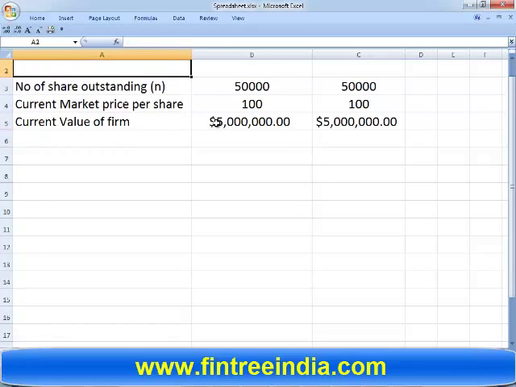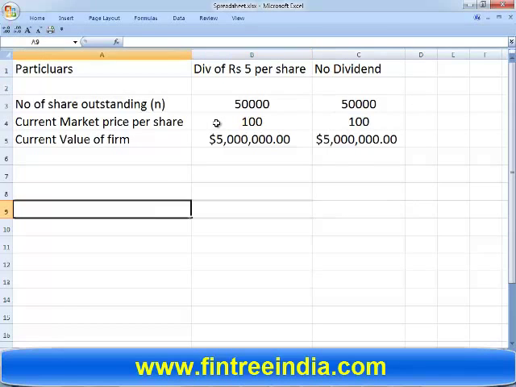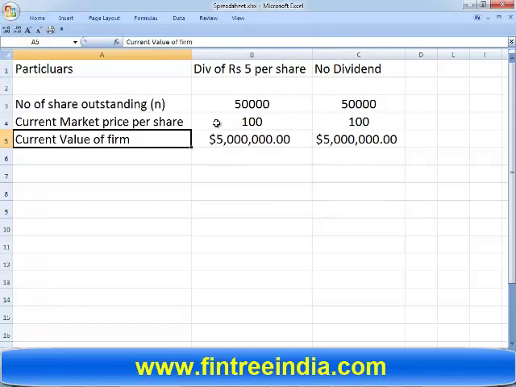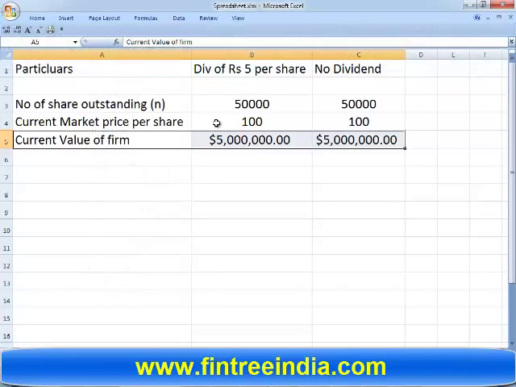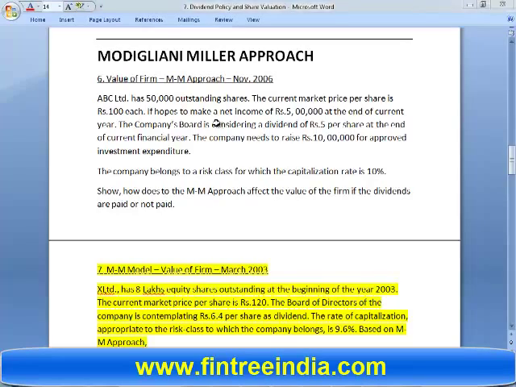What we want to prove is that even if the company pays dividend or does not pay dividend, using the Modigliani-Miller formula, your answer should be the same. When we calculate with our formula, the answer should again come out to be 5 million in each of the cases. Then we've done it right. So let's try doing it.